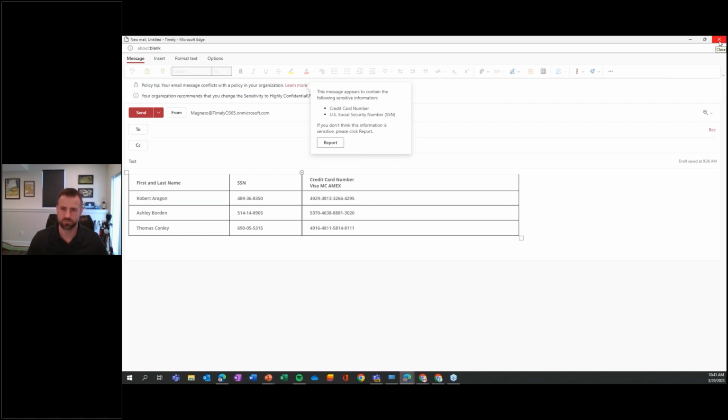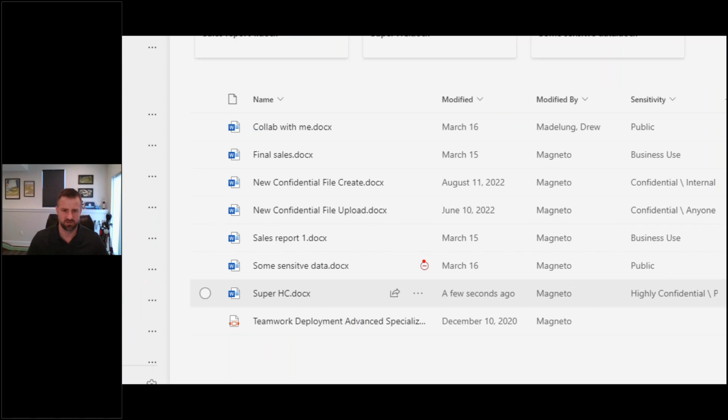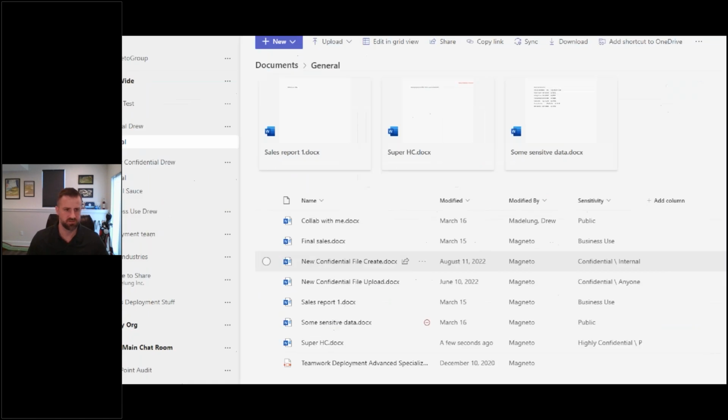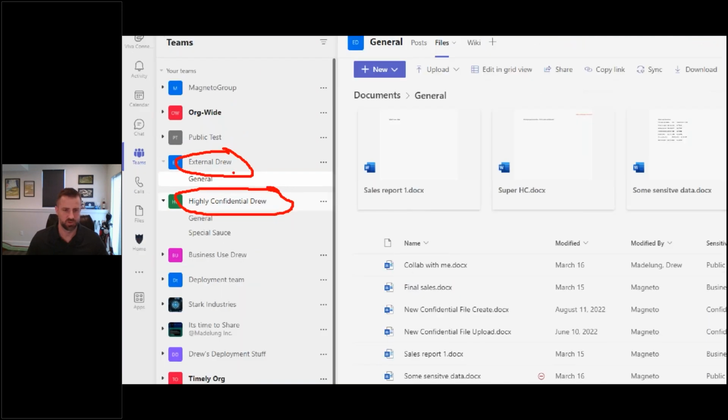Now, what if I do just mark something as highly confidential? So I'm going to go into Teams and look at some files in here, and you'll see in Teams I still have that same DLP control that shows you my information in here. And I also have my sensitivity labels over here on the right, so I can see what files are marked as sensitive. And this is in a team that's called external Drew. You see below it, I have a team called highly confidential Drew, and I'll come to that. But I'm in external Drew right now.